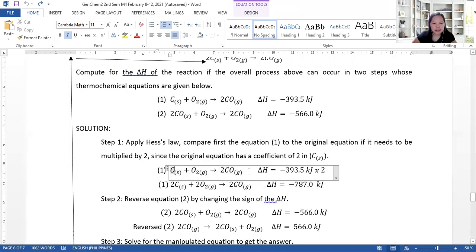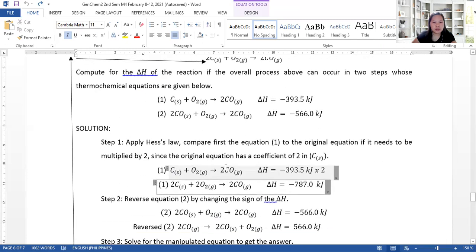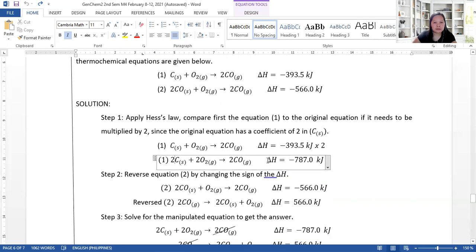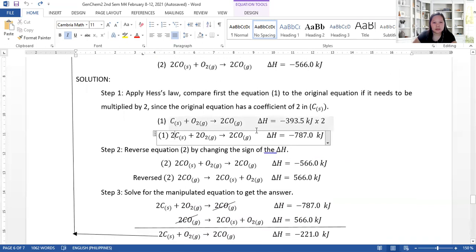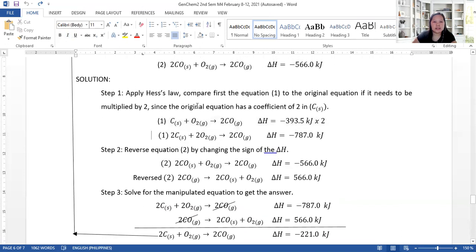Okay, so we got two carbon atoms plus two molecules of oxygen 2, and then two carbon monoxide, times 2. So we have the answer here. And you can check also this one in your book.